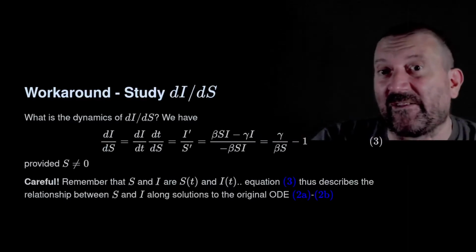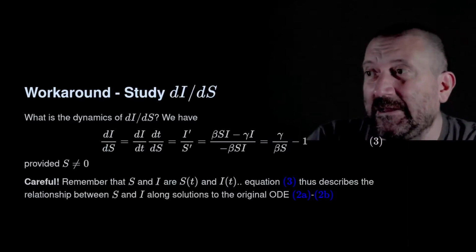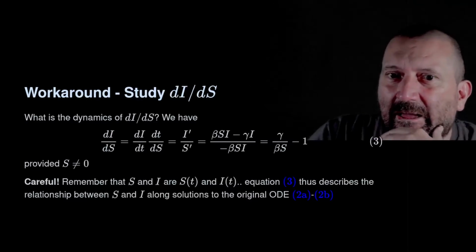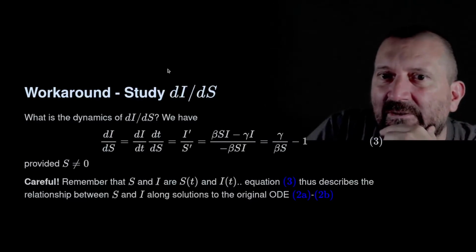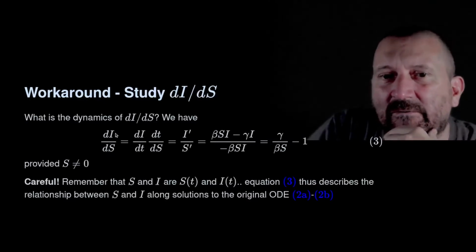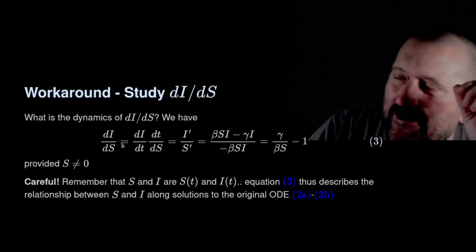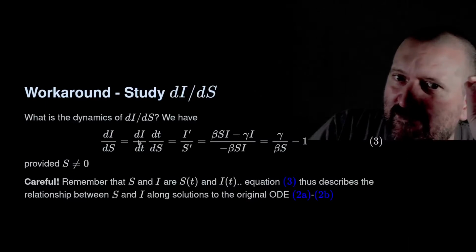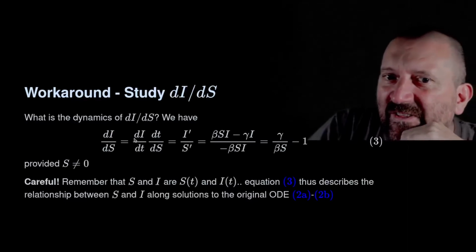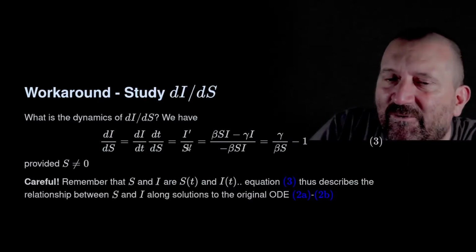But we can still do things. There's a little workaround that you can find in the paper of Kermack and McKendrick. They realized this themselves, and it is that you consider the dynamics of dI over dS. So if I compute dI over dS, remember that dI is the derivative of I with respect to t, and dS is the derivative of S with respect to t. So this essentially is saying what's the equation for I prime over S prime.